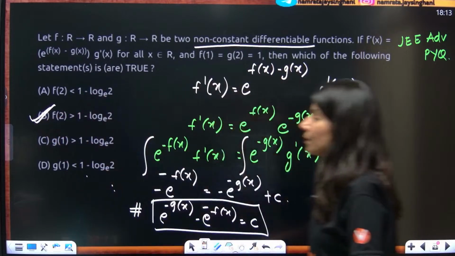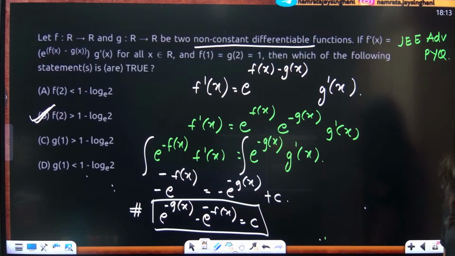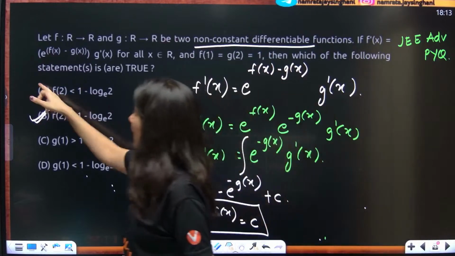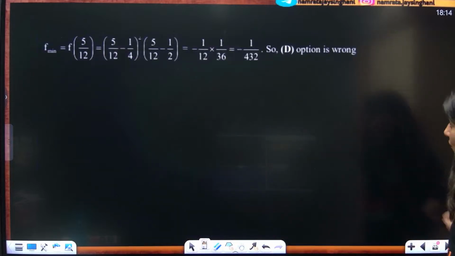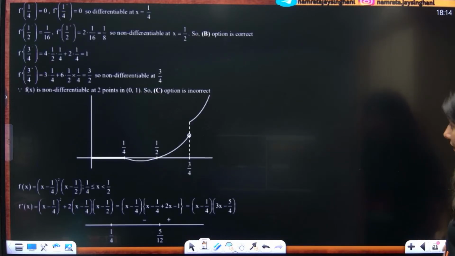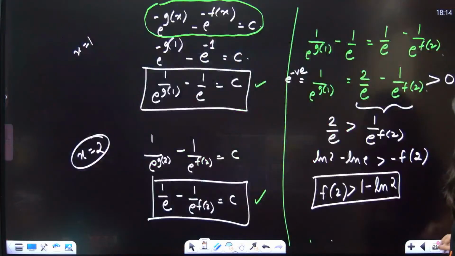That means option B is absolutely right, and obviously option A will absolutely be wrong. Now similarly you have to repeat the same thing over here. Repeat the same thing.